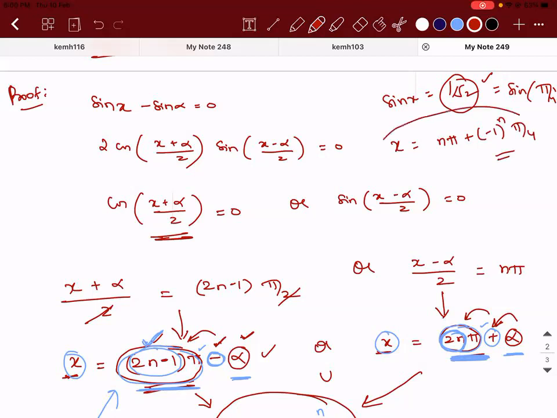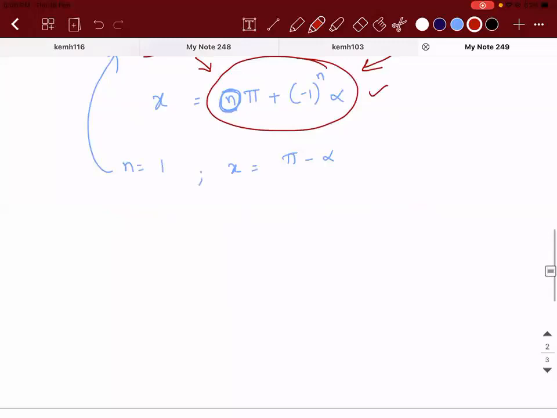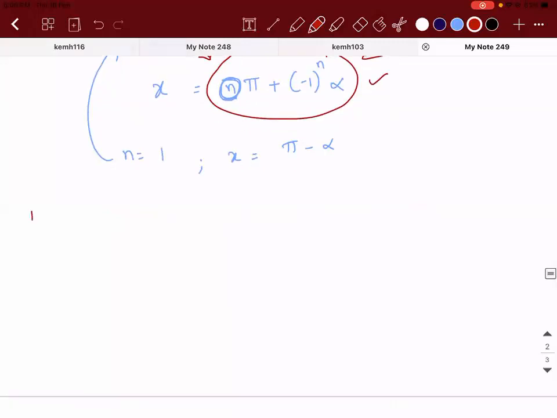If you report this answer, anybody will understand that you have written the solution for sin x is equal to sin alpha. Is that clear? Yes, sir. Right. So this is the only one which is complicated. Other things are easy. So fourth we are done, right?